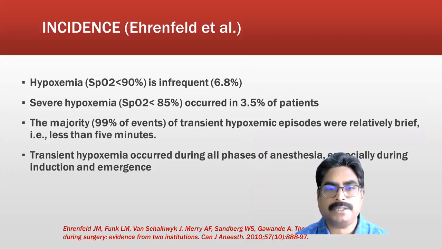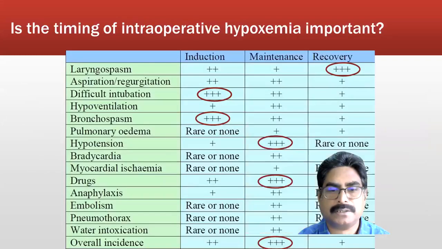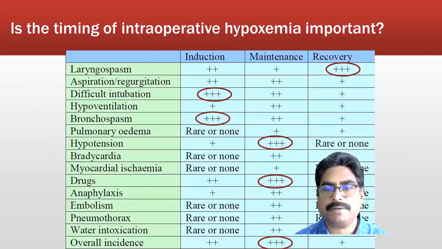The transient hypoxia occurred during all phases of anesthesia, both during induction, maintenance, and emergence. If you see the incidence, it is more common in the maintenance period. The main reasons are hypotension and anaphylaxis. It is less in the recovery period, that is the extubation period, and it is mainly due to laryngospasm. It is more common in induction, due to difficult intubation and bronchospasm at the time of induction.